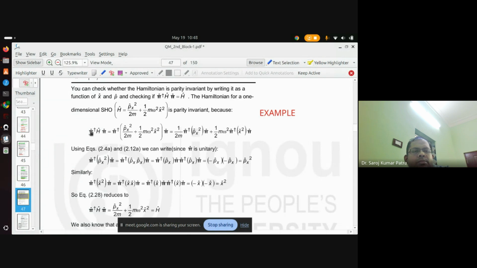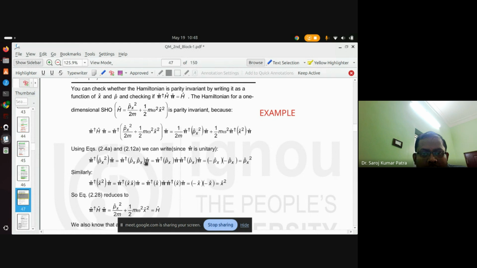So pi dag H pi. I will just write the expression for H, and then separate it. So pi dag p square pi plus half m omega square pi dag x square pi, right? What is pi dag p square pi? So p square will be px into px, right? So pi dag px px pi.